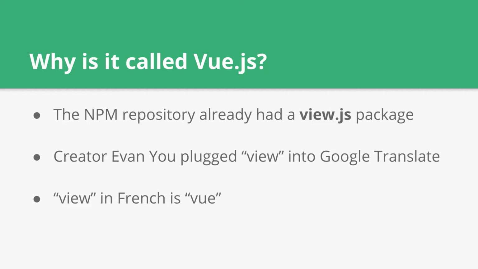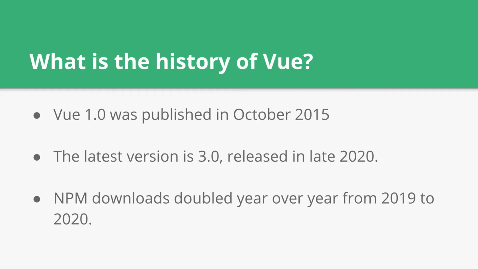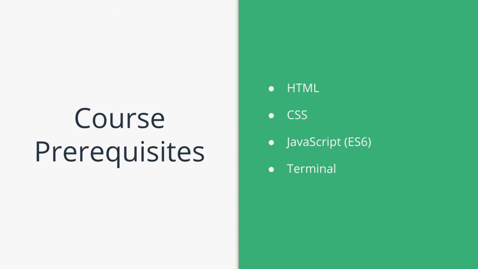All right. Next up, let's talk a little bit about the history of Vue. We're going to talk more about the differences of this library/framework in a lesson or two, but here's just a quick history to give you a sense of how this framework has matured over the last half decade. The first version of Vue, 1.0, was first published in October 2015, and the latest version, 3.0, was released in late 2020. And as I mentioned earlier, NPM downloads doubled year over year from 2019 to 2020. So it continues to grow with the release of the latest and greatest version 3.0, which we're going to be using in this course.